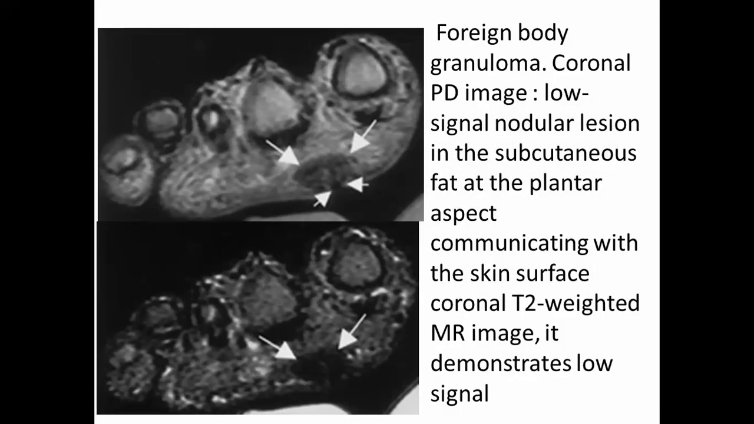If there is a foreign body, it may well form a granuloma resulting in low intensity soft tissue. A nodular lesion in the subcutaneous tissue of low intensity, communicating with the skin surface or near the skin surface, means that there is a foreign body there.